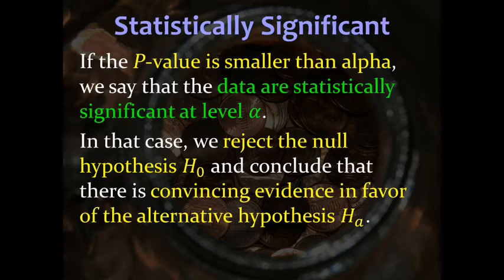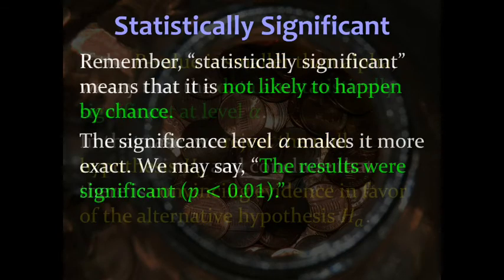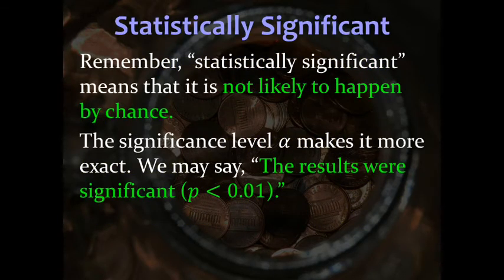In fact, what it really means is that it is not likely to have happened strictly by chance. Okay? So if the significance level alpha makes it more exact, we might say the results were significant and p is less than 0.01, which is basically saying if the null hypothesis were true, the results that we got would have happened less than 1% of the time strictly by chance.